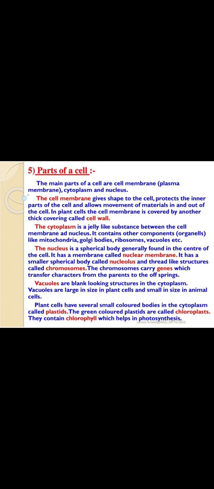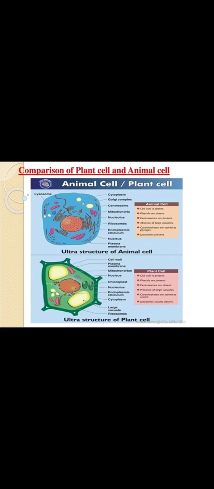Vacuoles are blank-looking structures in the cytoplasm. Vacuoles are large in size in plant cells and small in size in animal cells. Plant cells have several small colored bodies in the cytoplasm called plastids. The green colored plastids are called chloroplasts. They contain chlorophyll, which helps in the process of photosynthesis. So we have come to know about all the parts which are present in a cell.